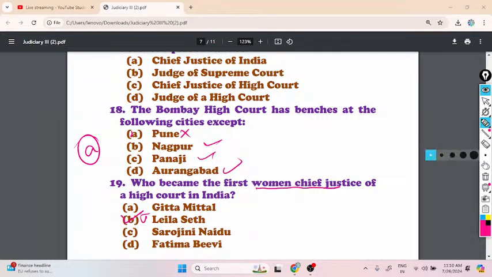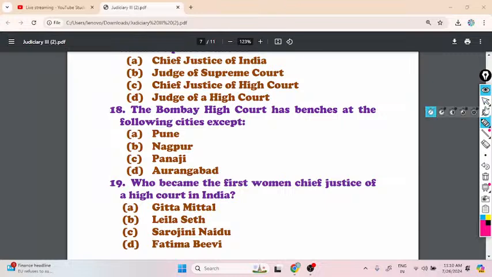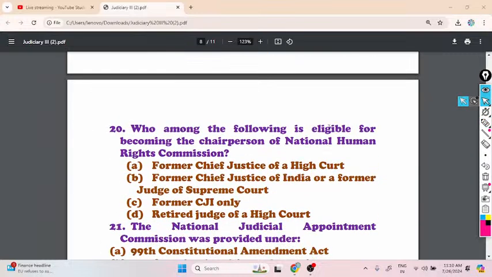Now we'll come to question number 20. Who among the following is eligible for becoming chairperson of NHRC, National Human Rights Commission? National Human Rights Commission is a statutory body established under the Protection of Human Rights Act 1993. It is a premier body at the national level to protect human rights from being violated. So it is a quasi-judicial body and has got certain power and functions.